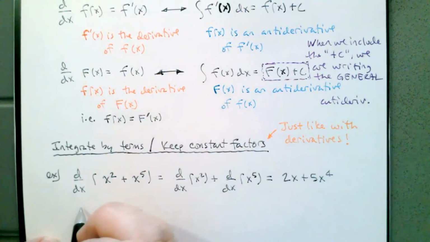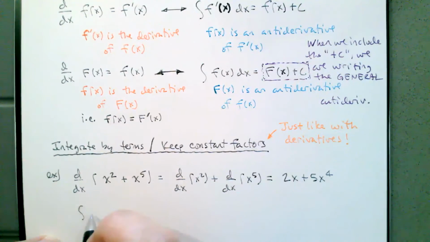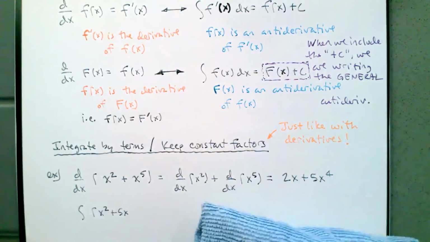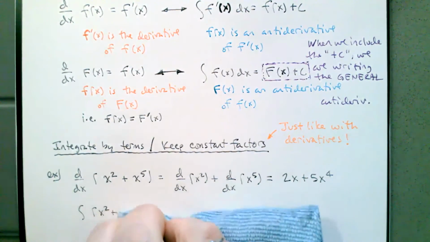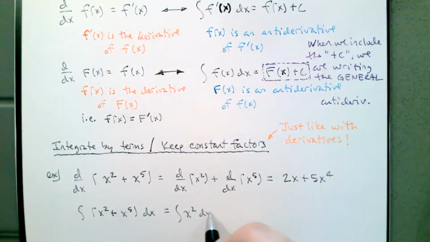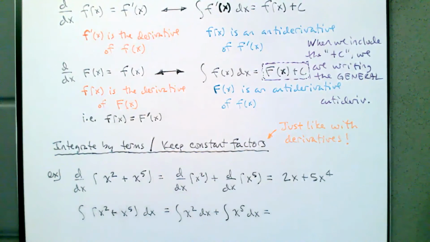So if I wanted to integrate the function x squared plus x to the 5th dx, I can find the integral of x squared dx plus the integral of x to the 5th dx. We can differentiate a term at a time, so we can integrate a term at a time.